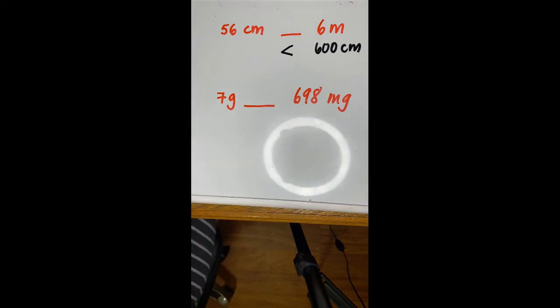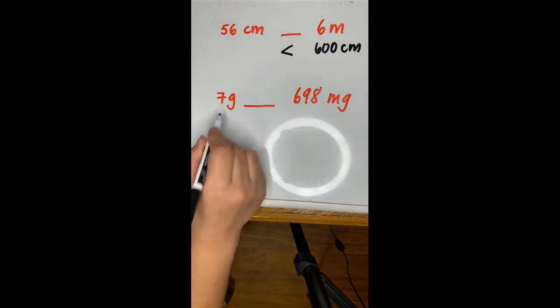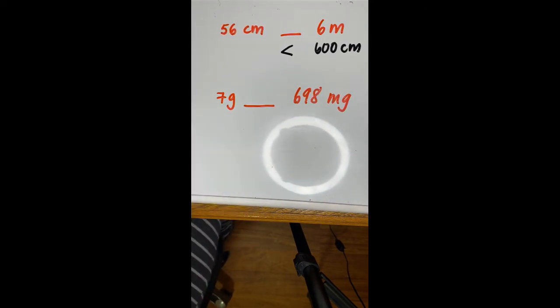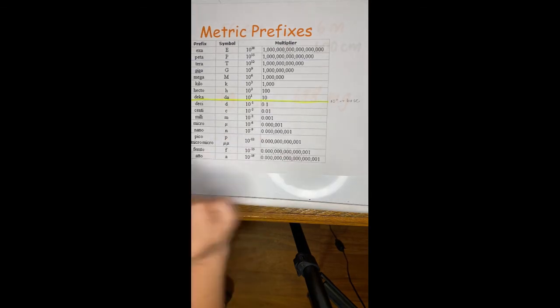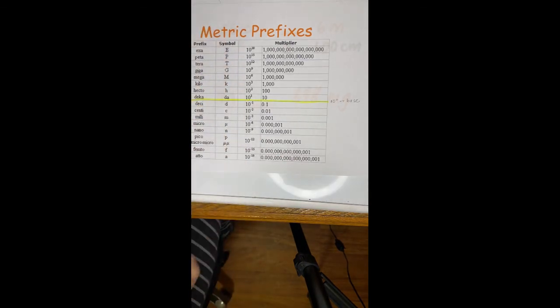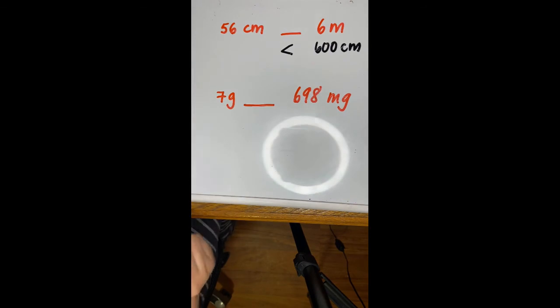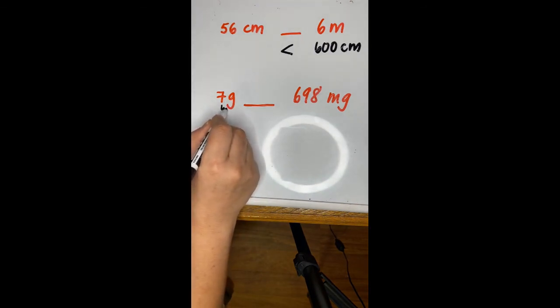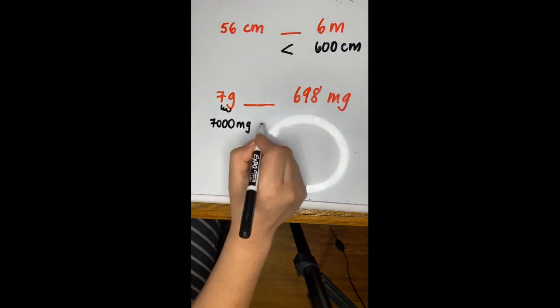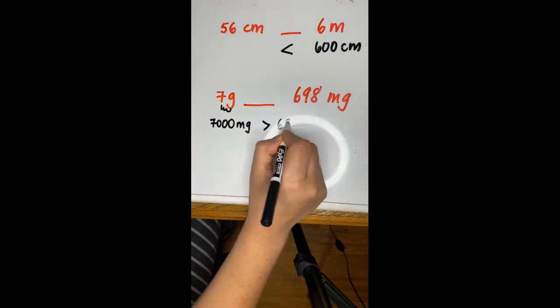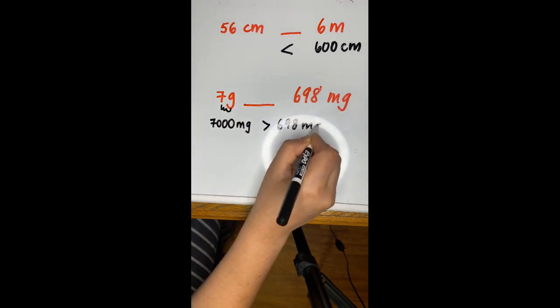Okay, now let's go over here. Let's go from milligrams to grams. So which one do we want to convert? Let's convert grams into milligrams. So we're going from here to here. We're going to move from 0 to 3. 3 spots, and we're moving the decimal to the right. 3 spots to the right. 1, 2, 3. That makes this 7,000 milligrams. Oh, 7,000 milligrams is a lot bigger than 698 milligrams.